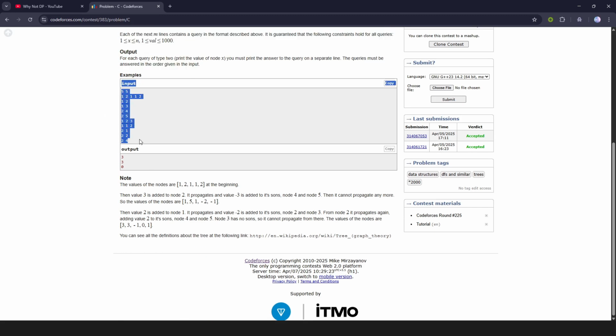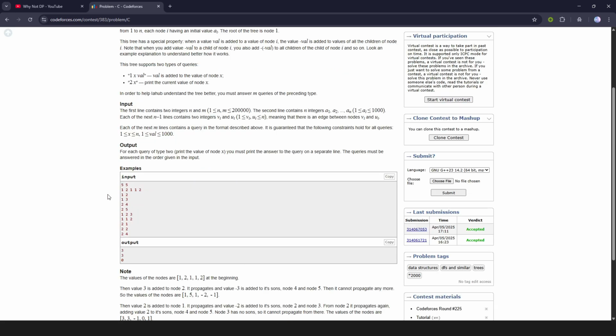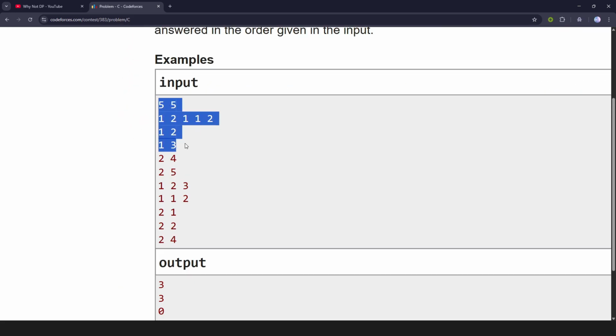So this is our input and this is the required output, and here is the explanation for this input. Let me zoom in a bit. In this input we are given a total of 5 nodes and 5 queries, and for these 5 nodes we are also given the initial values: 1, 2, 1, 1 and 2. Then we are given n minus 1 lines, that is 4 lines. Each of these lines represents a bidirectional edge between two nodes. A bidirectional edge is present between 1 and 2, similarly between 1 and 3, and so on.